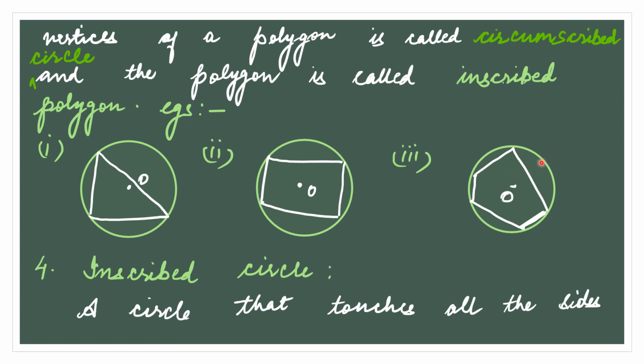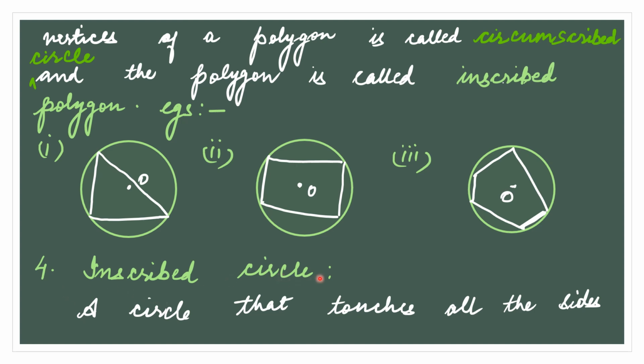Here also there are 5 points, there are 4 points, here there are 3 points, and this polygon is called an inscribed polygon. This is an inscribed polygon.